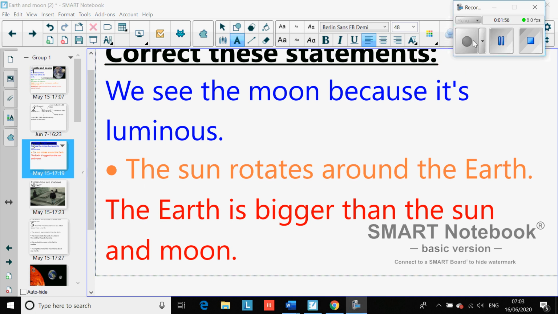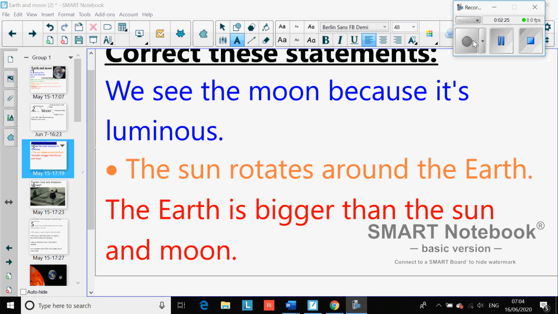Okay, welcome back. So what you could have written for this first one was: we do not see the moon because it's luminous. The moon doesn't give off its own light, it reflects sunlight. So we see the moon because light is reflected from the sun onto the surface of the moon and into our eyes, something like that. The sun rotates around the Earth. Well, that's not right. The Earth rotates around the sun, okay? That's what we call a year.